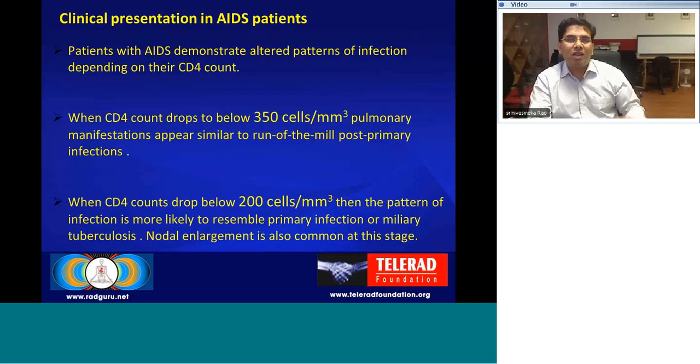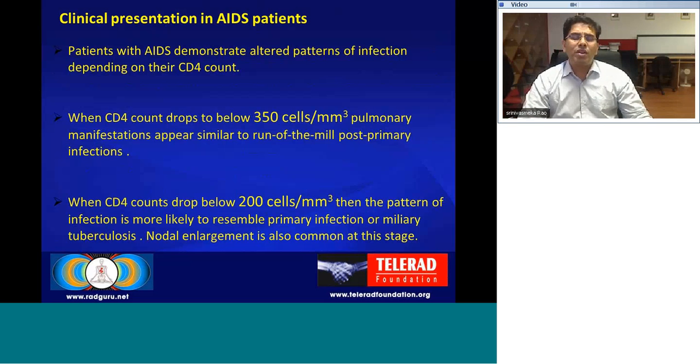So a word on how it presents in AIDS patients. Patients with AIDS demonstrate altered patterns of infection depending on the CD4 cell count. When the CD4 cell count drops to 350 cells per cubic millimeter, pulmonary manifestations appear similar to run-of-the-mill post-primary. That means it looks like very extensive post-primary tuberculosis. When the CD4 count drops below 200, then the pattern is more likely to resemble miliary or even primary tuberculosis. Nodal enlargement is again common at this stage.